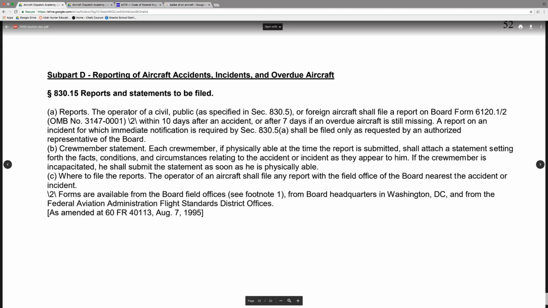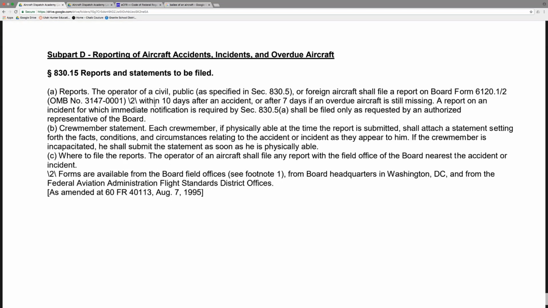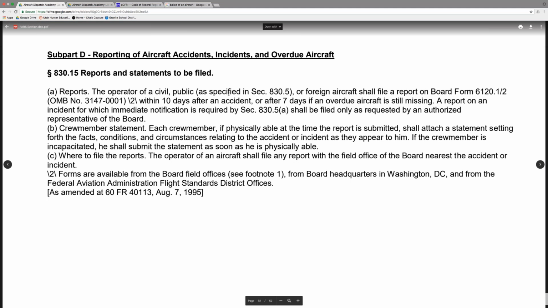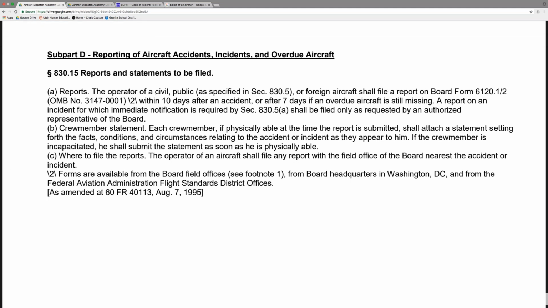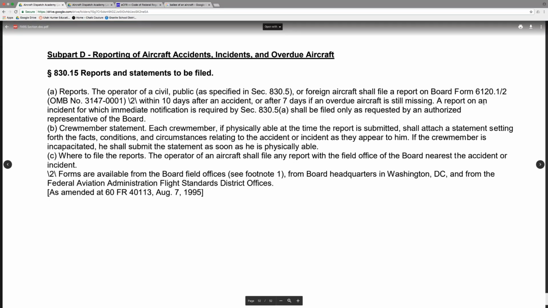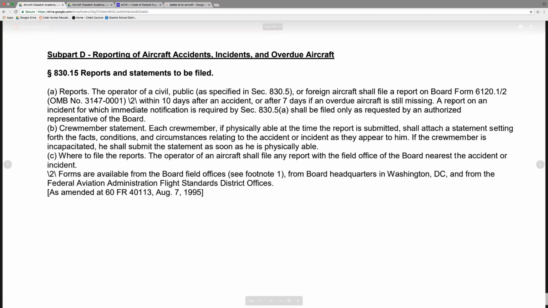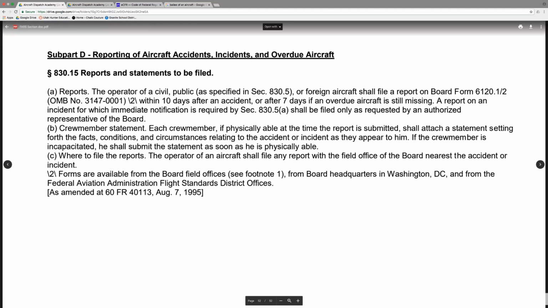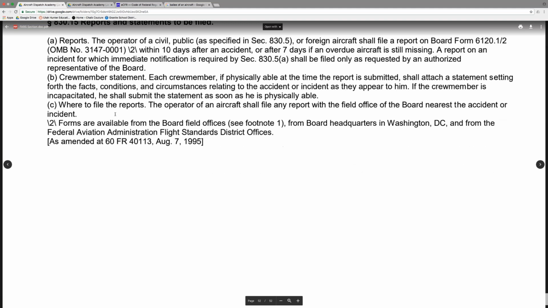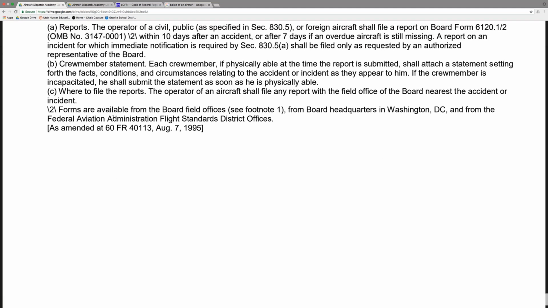Reporting aircraft accidents. This just goes over our requirements for reporting the accident. If it's a civil, public, or foreign aircraft, you have within 10 days of the accident, or 7 days if an overdue aircraft is still missing. So if we can't find an overdue aircraft, we have to report it to the NTSB within 7 days. Which hopefully it doesn't take that long to report it, really.